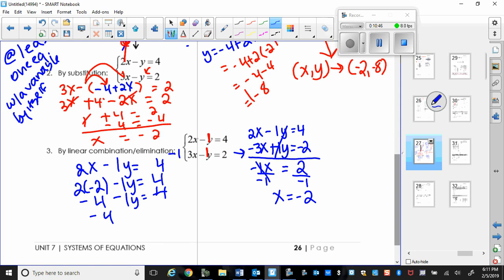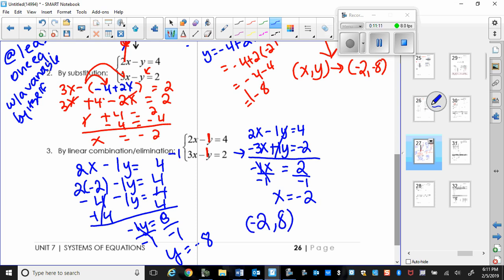Make sure I'm doing this correctly. Yeah, I am. So I'm going to add 4 on both sides, and I get negative 1y equals 8. Divide both sides by negative 1, and y equals negative 8. So my answer here, when I'm using elimination, is negative 2, 8. So x, comma, y maps onto negative 2 and 8. Negative 8, sorry. Okay, so we're going to go ahead and start the review.